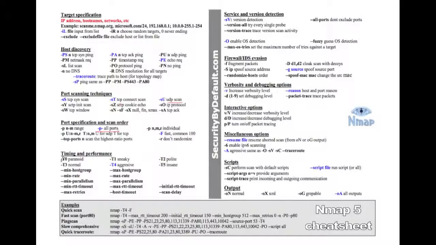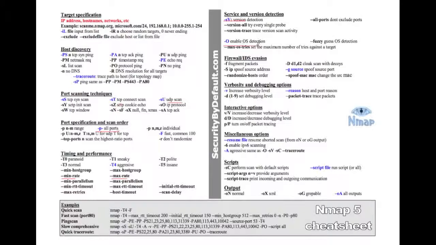The timing and performance, I told you about this. -T0 is paranoid, -T1 is sneaky. Now you can set a min rate and a max rate, and what this does is it will give you a random amount of time between the min rate and the max rate, and when it's random, it sort of looks like network traffic, and the thing is IDSs and IPSs won't pick this up as suspicious.